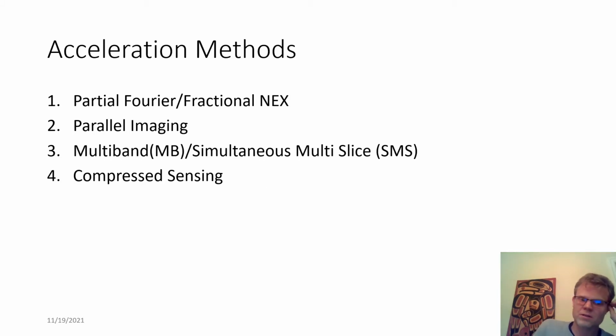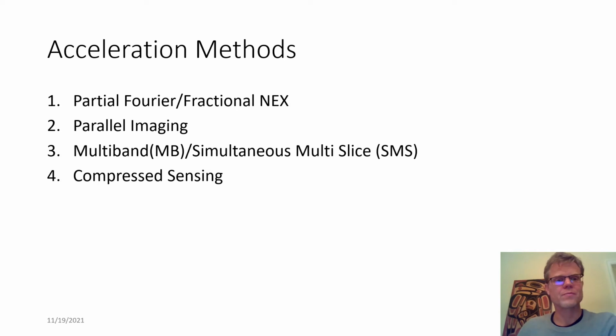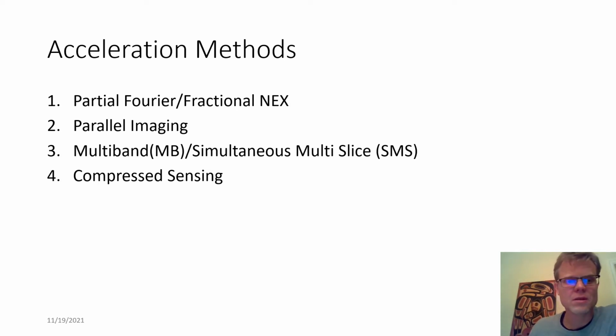So at the end of this lecture, we're going to have covered four types of acceleration methods. The first two we've already talked about, partial Fourier or fractional NEX methods, as well as parallel imaging. And then our two new ones, multiband or simultaneous multislice methods and compressed sensing.